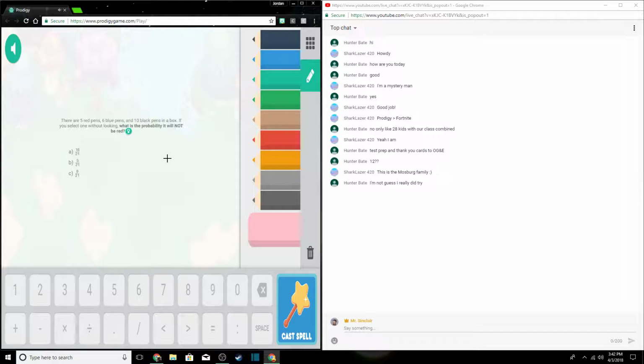All right. So we have 5 red pins, 6 blue pins, and 10 black ones. If you select one without looking, what is the probability it will not be red? Well, if you want to find out, we first need to find out how many total pins we have, because that's going to be the number on the bottom. It looks like it's going to be 21, because the only answers we have are 21.